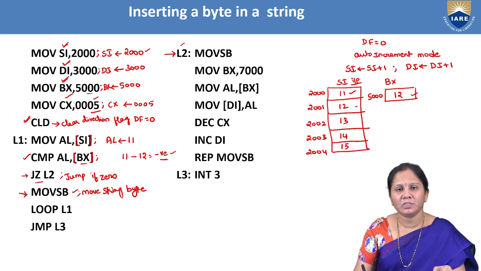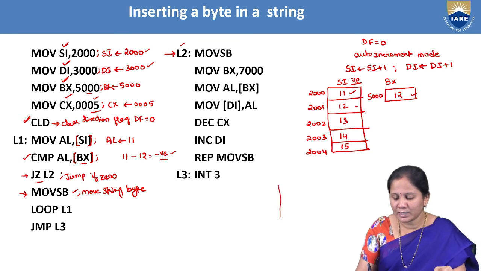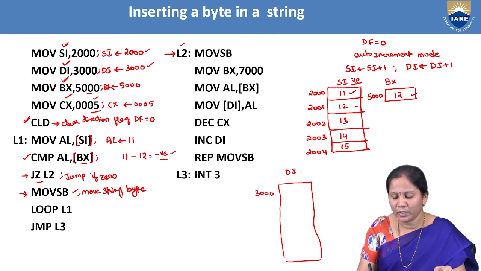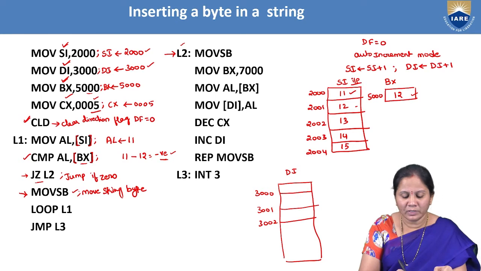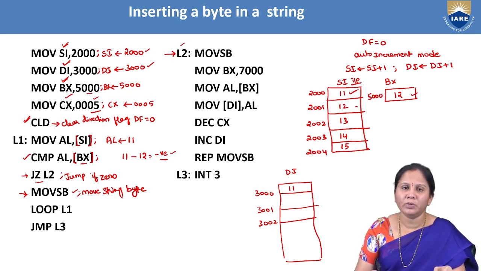Once this MOVSB instruction is executed, the value which is present in SI will be moved into DI location. Here we have considered the value of DI as 3000. This is DI, which is initialized to 3000. And here also you will have some inputs: 3000, 3001 and 3002 and so on. After this MOVSB instruction is executed, the first value from SI will be moved into DI. That is, 11 will be moved into DI.